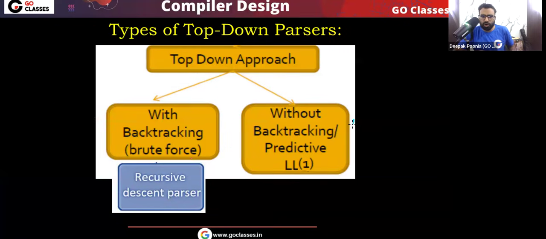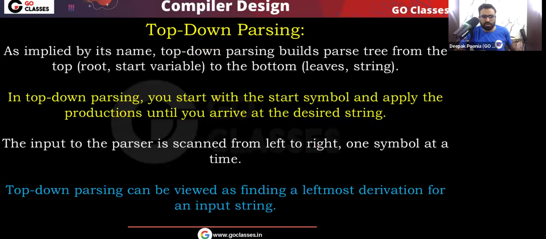Without backtracking, it is also called predictive parser because it will use a parsing table. There is a predictive parsing table, and with the help of that table, it will make its decision like which production to choose. That decision will be made based on the parsing table. So in the previous lecture we were discussing top down parsing. This is one of the parsing approaches. One is top down parsing, another is bottom up parsing.